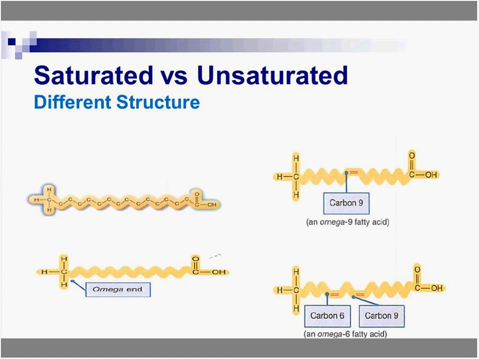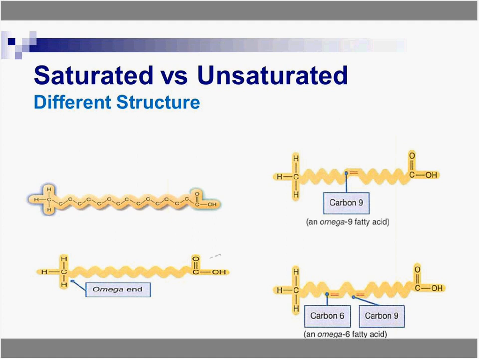Now this bond is exactly right in the middle of the chain at carbon 9. So count from the omega end, which is the carbon with the 3 hydrogens at the end. Count the number of carbons. We'd have 9 carbons from the omega end, so it's an omega-9 fatty acid.